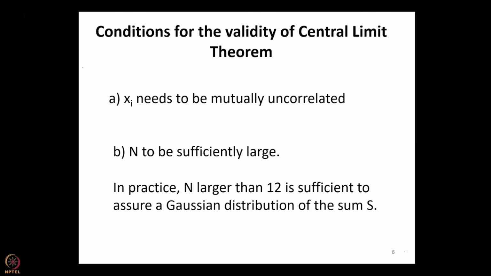One of the conditions is that these have to be mutually uncorrelated. That means from one step to another, from monomer 1 to monomer 2 and monomer 2 to 3, from 1 to 2 and 2 to 3, they have to be independent, and that is guaranteed by the rotational degree of freedom.